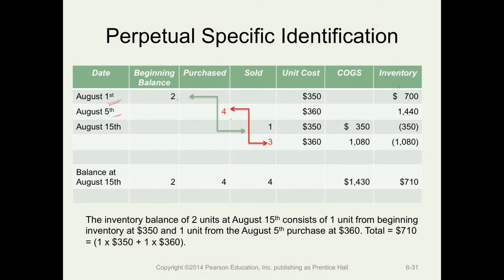Now, the total that's available at this point, cost of goods available for sale, is the sum, or the 2140. Now, we now sell on August 15th, we're selling 4 units. The question is, where do they come from?